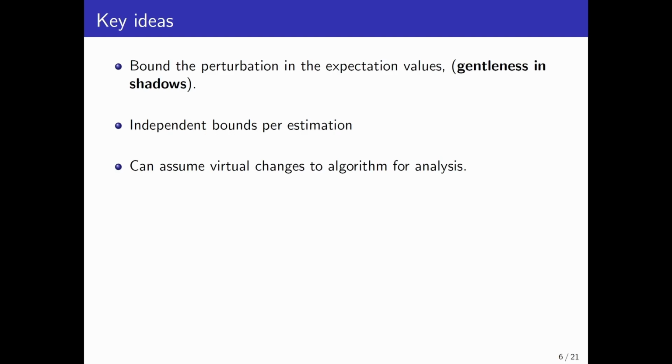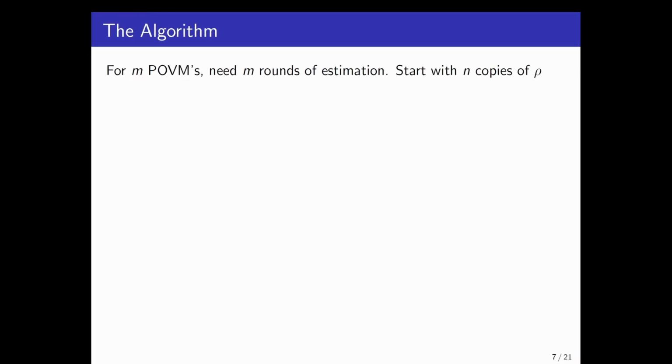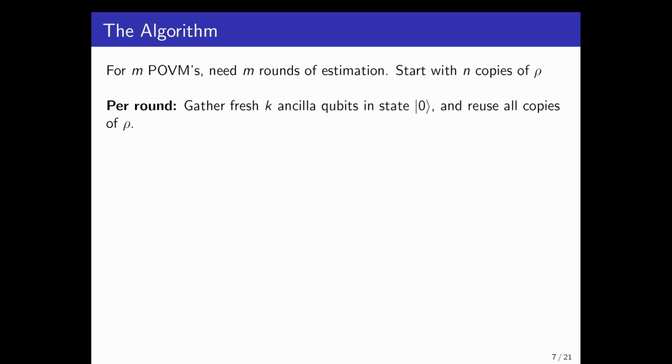We will now describe the algorithm in parallel with an overview of the analysis. For m POVM elements, we are going to perform the estimations in m rounds, one round per estimate. At the start, we will have n copies of rho, with n to be determined later. Now, in each round, we will ask for a fresh set of k ancilla qubits, discarding the previous ancillas. For this algorithm, we keep using all of the copies of rho.